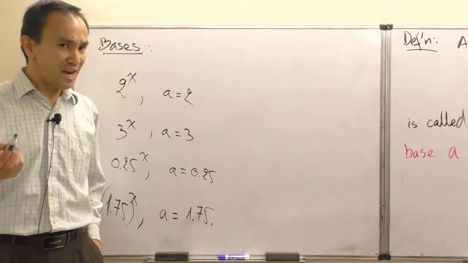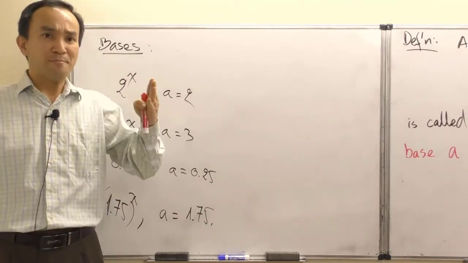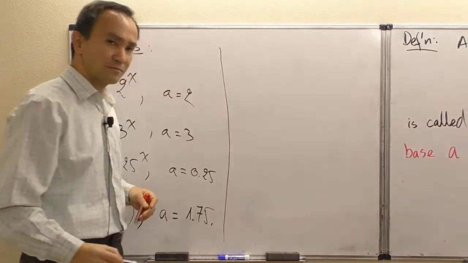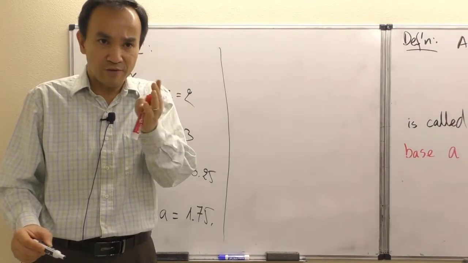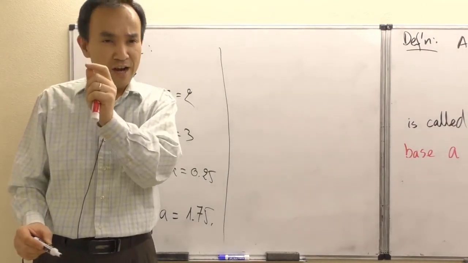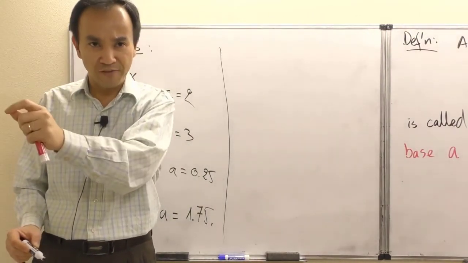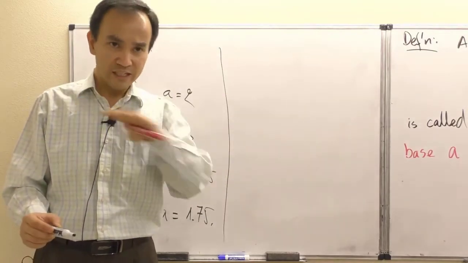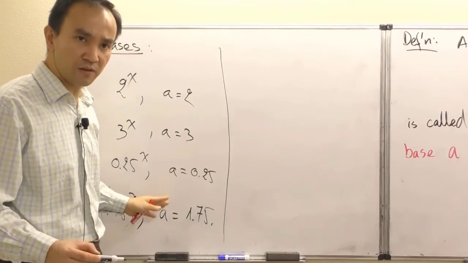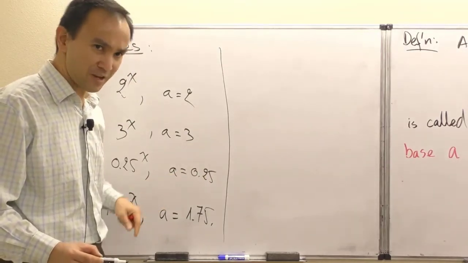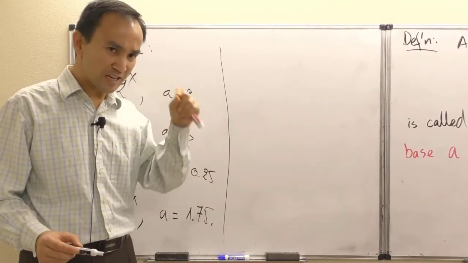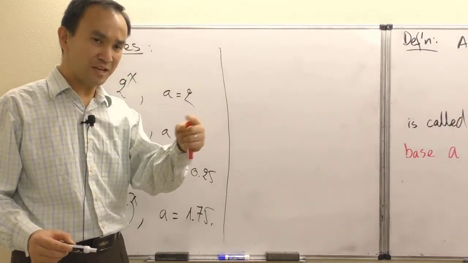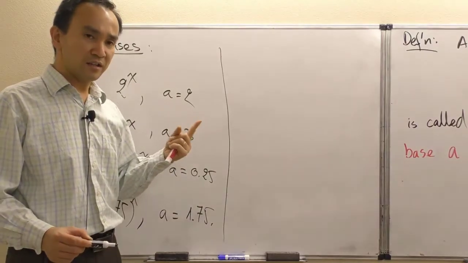So as a larger impact here, anytime we have a number that is positive and the value is other than 1, that number can legally be the base of an exponential function. I repeat, anytime we have a value that's positive and other than 1, then that value can legally be the base to an exponential function.